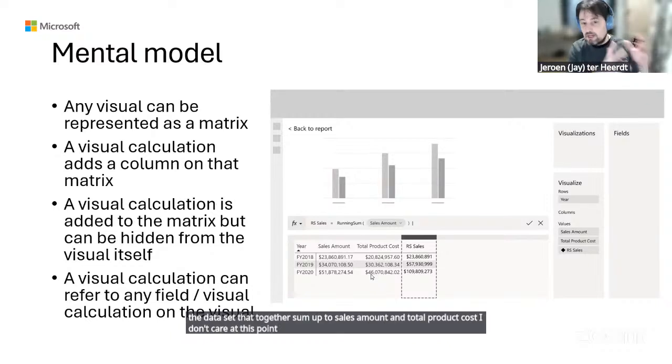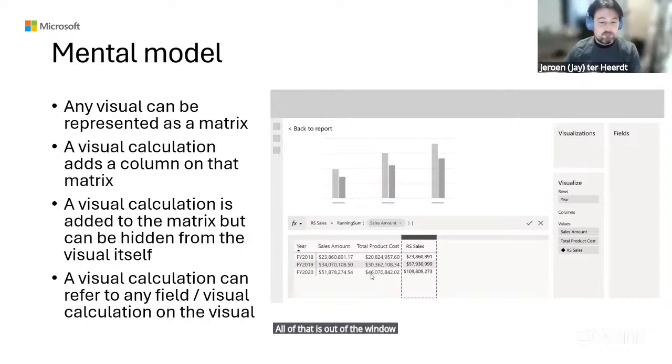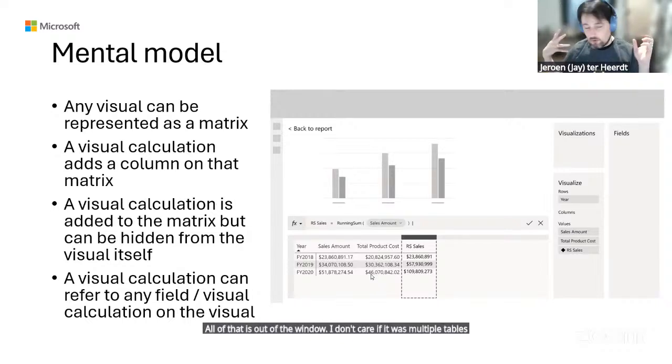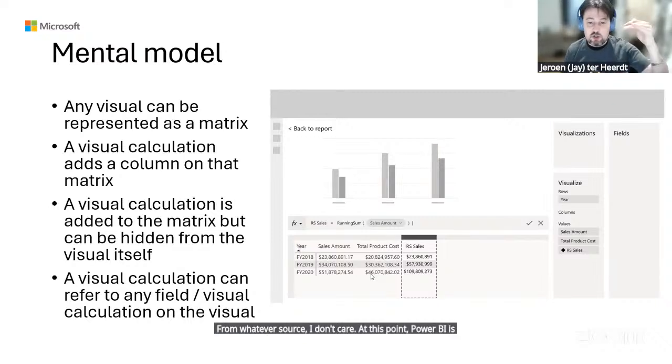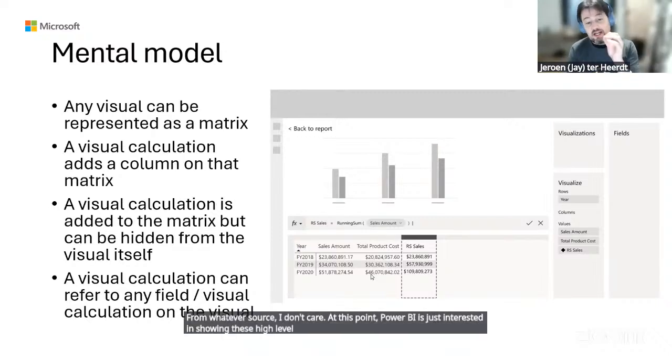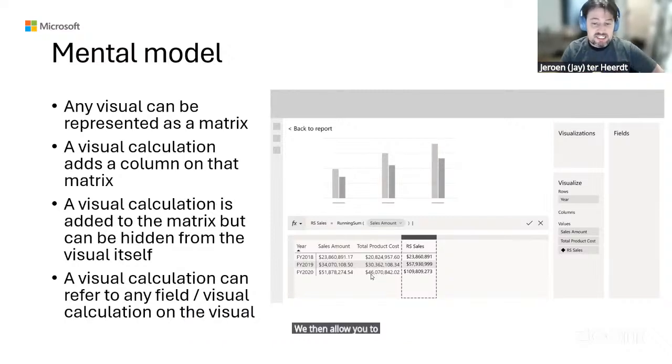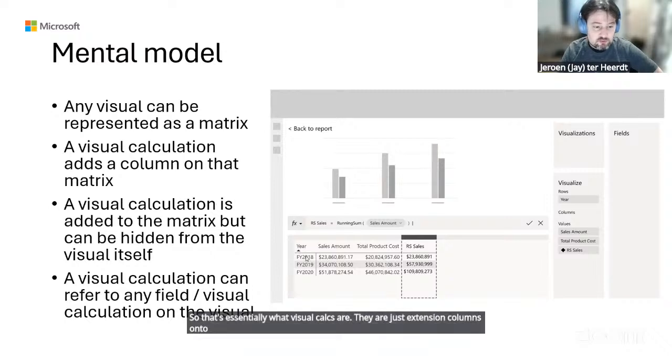At this point, when we're painting the visual onto the screen, all of that is out of the window. I don't care if it was multiple tables, 100 million rows, from whatever source, I don't care. At this point, Power BI is just interested in showing these high-level numbers to your screen. And on this level, we then allow you to add extra calculations by extending the visual matrix with columns. So that's essentially what visual calcs are. They are just extension columns onto this visual matrix that we show you.